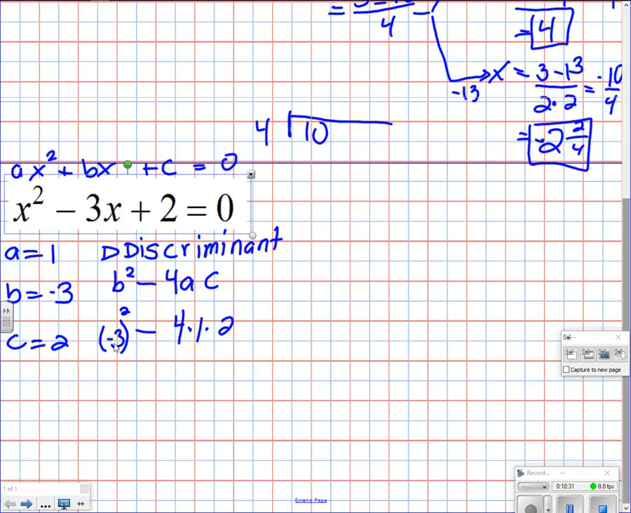Now, negative 3 is going to be negative 3 times negative 3, which will give you 9. Negative 4 multiplied by 1 will give you negative 4. And negative 4 multiplied by 2 will give you negative 8. And 9 minus 8 will give you 1. So in this particular case, the discriminant is 1. Now, next thing I want you to do is use the quadratic formula.